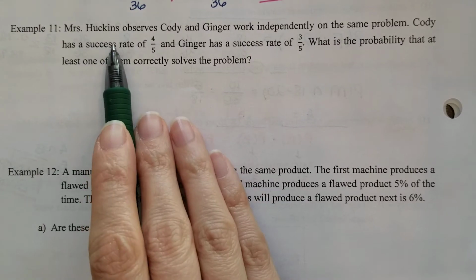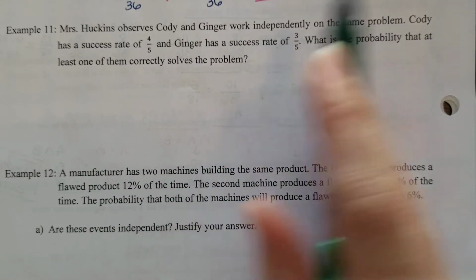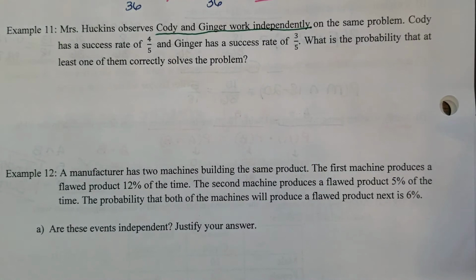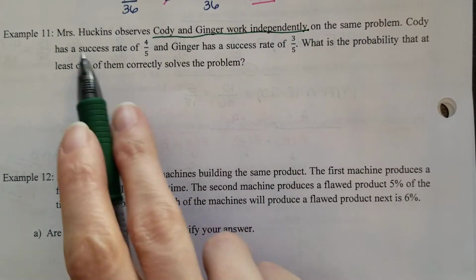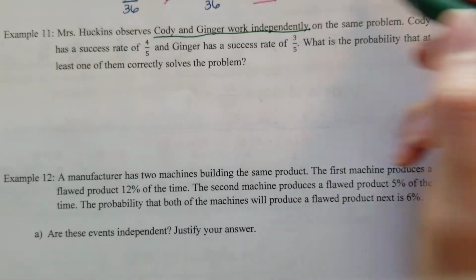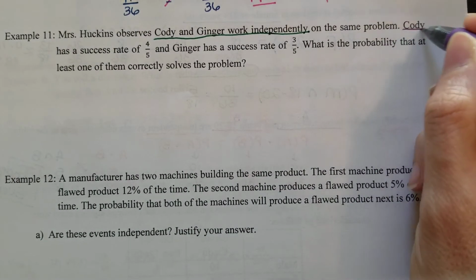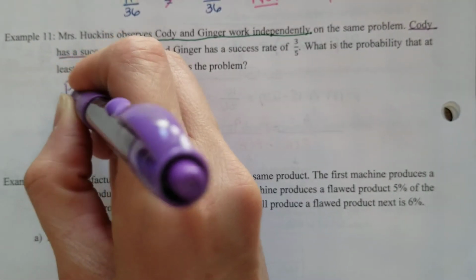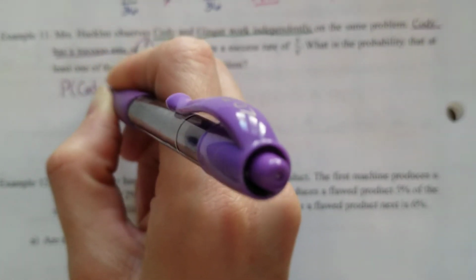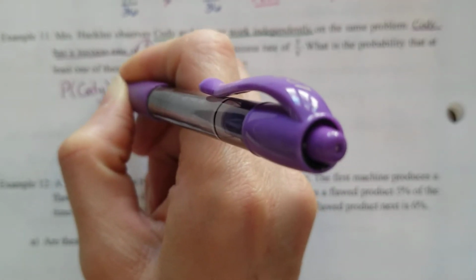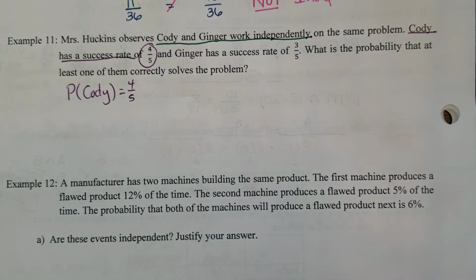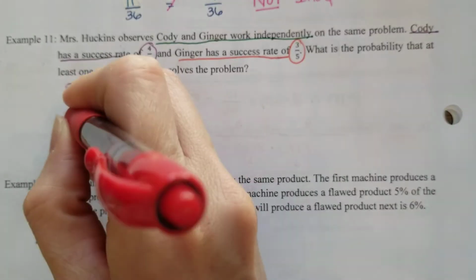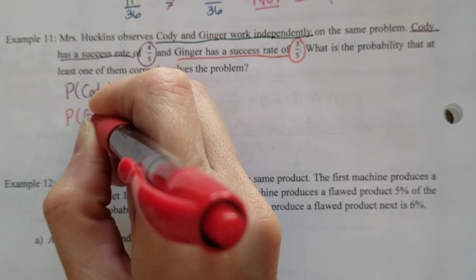Example 11 tells us that Cody and Ginger are working independently. That's very important, guys, because if they're independent, we know something about them. Cody has a success rate of 4/5, so I'm just going to jot that down right here. That means the probability of Cody getting an answer right is 4/5. So we'll just jot that right here. Cody is 4/5. And Ginger has a success rate of 3/5. So we know the probability of Ginger.